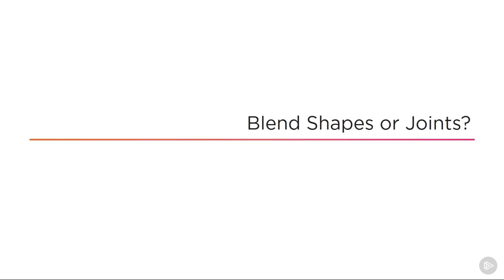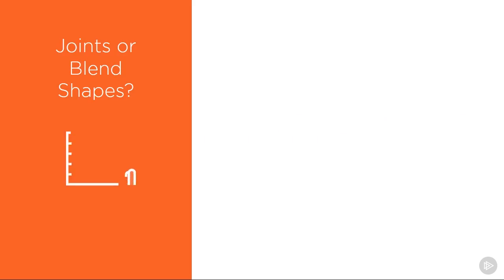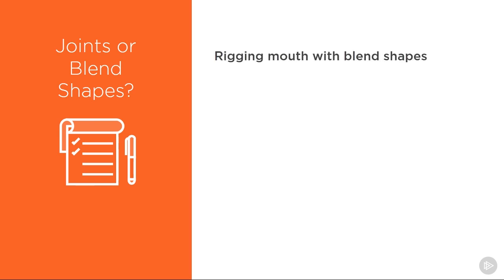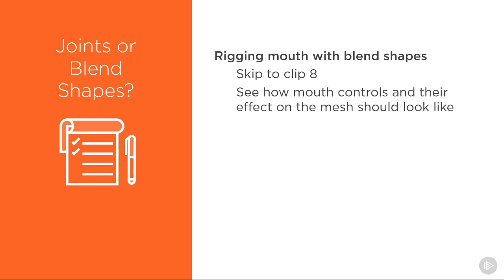With this information, you now can finally decide which method you want to use for your mouth rig. That means that you have different possibilities to proceed with this module. When you decide to go for blend shapes, then you should skip directly to clip 8, where a possible UI layout will be presented, as well as how the controls should affect the deformation of the skin, meaning how the final channel deformation should look like.